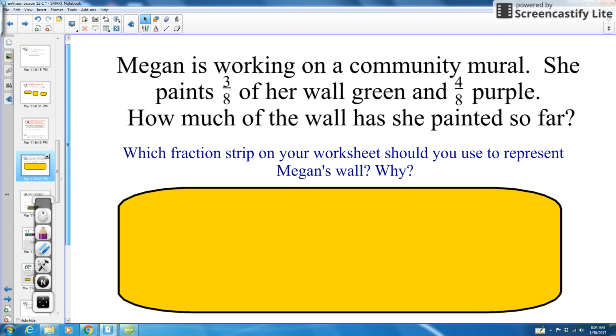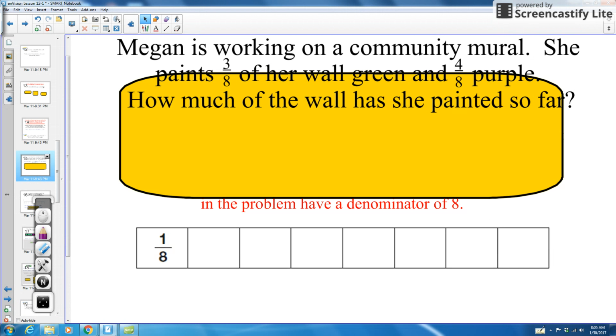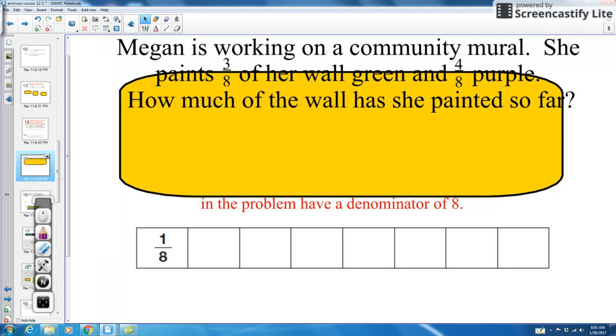So if you had your fraction strips in front of you, and they are on the back of your practice sheet, if you want to do this with me, Megan is working on a community mural, okay? So she's done her 3/8 and she's done her 4/8, and they want to know how much of the wall she painted so far. Because our denominators are eighths, we probably would want to use our eighths fraction strips, just like we see down here at the bottom of the screen, okay?